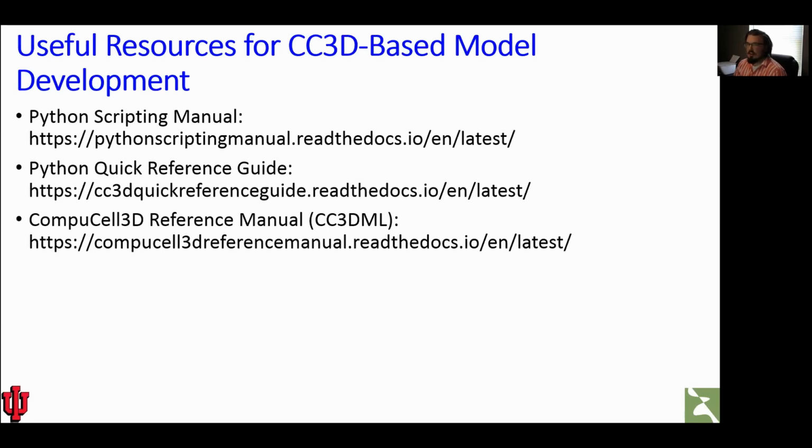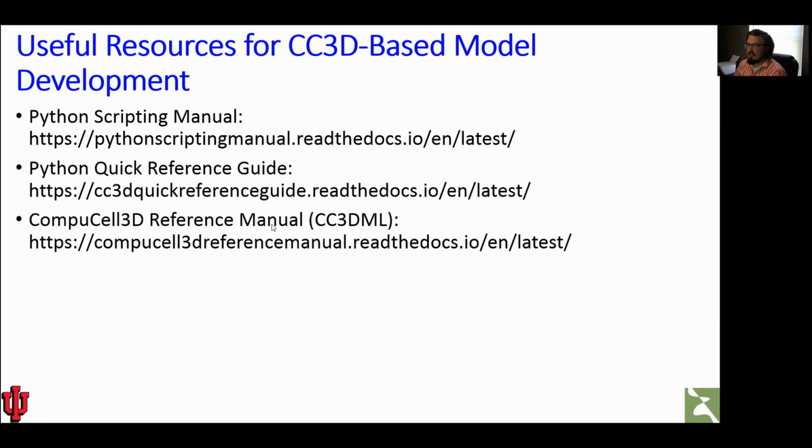Very briefly, the first manual listed here is as its name says. This is a scripting manual for CC3D Python. So for any questions about what's available and built in with CC3D doing model specification in Python, this is the manual to reference. The second item here, Python Quick Reference Guide. This is sort of a cheat sheet that we put together for very common tasks. So this is something to keep in the background at all times when doing very basic things.